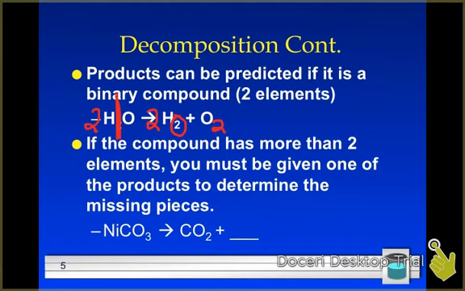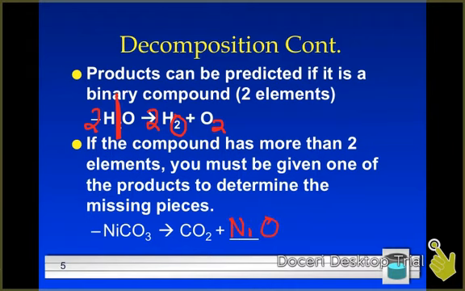However, if the compound has more than 2 elements, like we see here, nickel carbonate, you must be given one of the products in order to determine the missing pieces. So for instance, if I give you a reaction that isn't obvious, where we're not just going to break it right down the middle, I will give you a little bit of information. So I'm telling you that nickel carbonate is going to break down to form CO2 and something else. All you have to do is figure out what's left. So if we take 2 oxygens away from carbonate, we'll just take that subscript away. If we take the carbon away, all we're left with is a nickel and 1 oxygen. So that means that our product is going to be NiO.